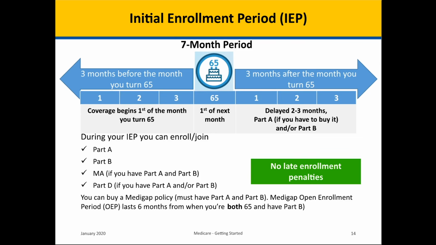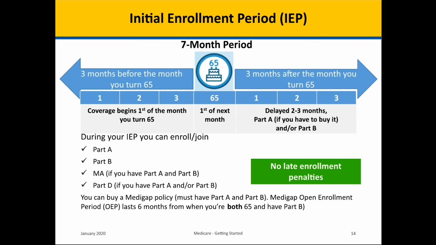This slide represents your initial enrollment into Medicare. You can sign up for Medicare A and B during the 7-month period that begins 3 months before the month you turn 65, includes the month you turn 65 and ends 3 months after the month you turn 65. If you sign up for coverage during the first 3 months of your IEP, as this slide indicates, in most cases your coverage starts the first day of your birthday month.